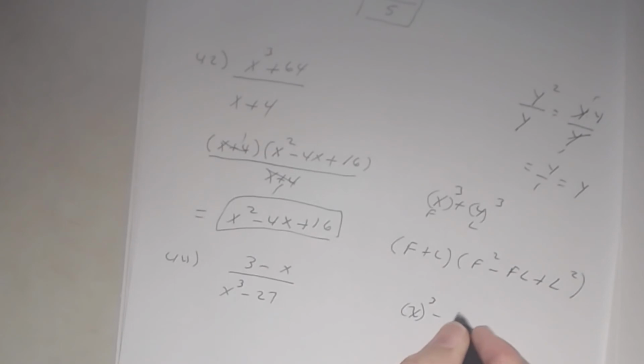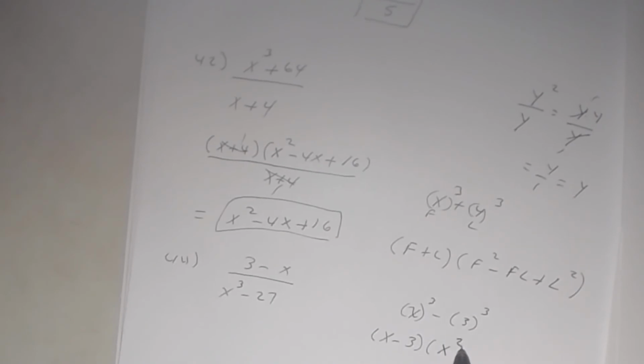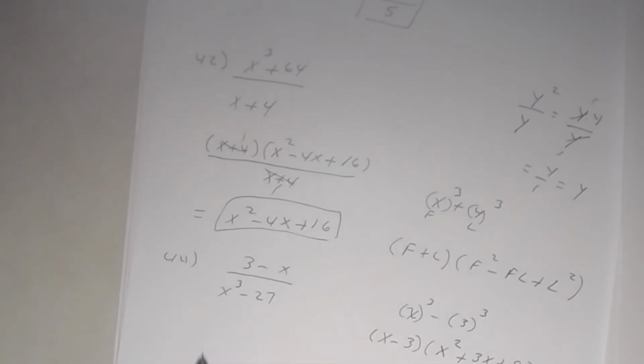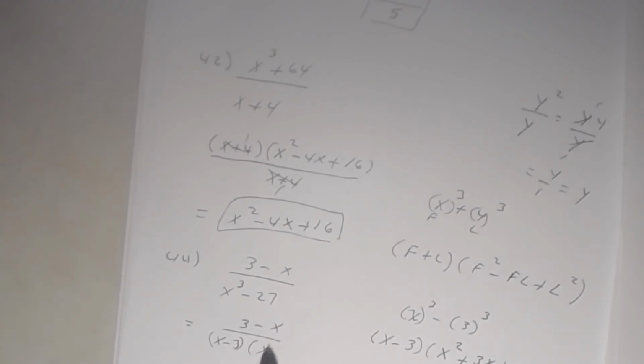All right, so in this case, it'll be x minus 3 times the first and the last: x squared plus the product, so 3x, plus the last squared, so that's going to be 3 squared, which is 9. So that's the denominator. So I have 3 minus x divided by x minus 3 times x squared plus 3x plus 9. Just like this.